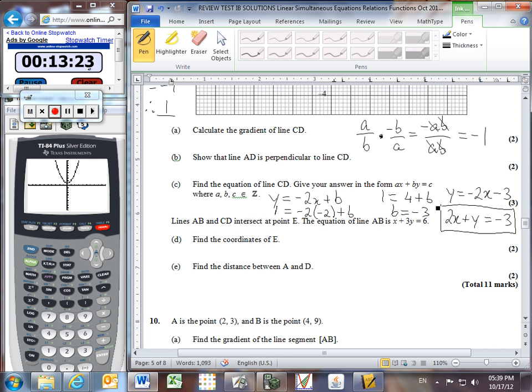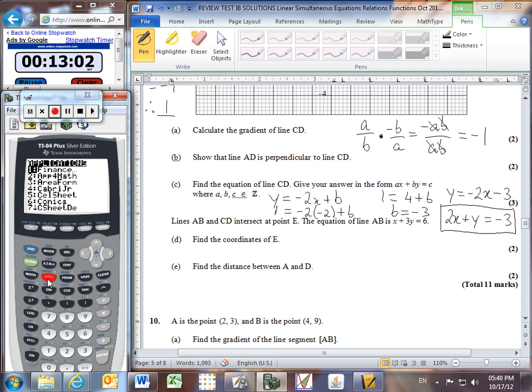Now it says find the coordinates of E. This is where the lines AB and CD intersect. So I guess I'm going to need to not only have the equation, oh, they gave us the equation of the line AB, and we've got the equation of the line CD, so we should just be able to find their intersection. Let's do that with PolySimlt.